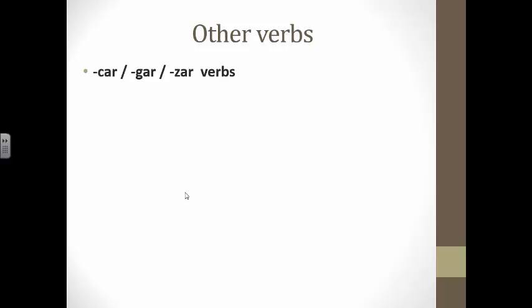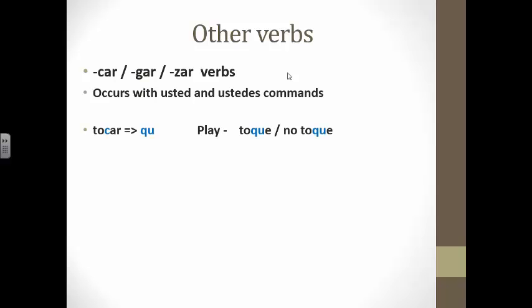Okay, let's continue on with some spelling changes. So we've got car, gar, zar verbs. Car, gar, zar verbs are going to have the same spelling change in formal commands that they have in preterite. And the reason for that is to preserve pronunciation. So let's look at tocar. When I'm saying, hey, play the guitar, play the violin, I have to say toque or no toque. Okay, so that's the usted and negative usted form command. If I was telling the whole class, hey, play your instruments, I would say toquen. Don't play your instrument, no toquen.